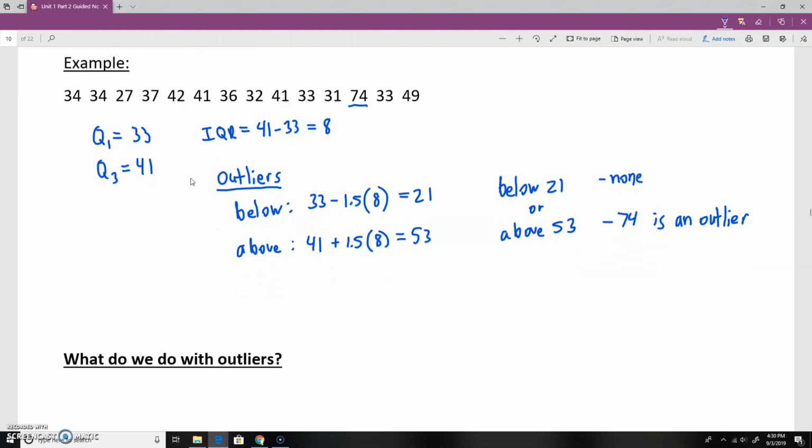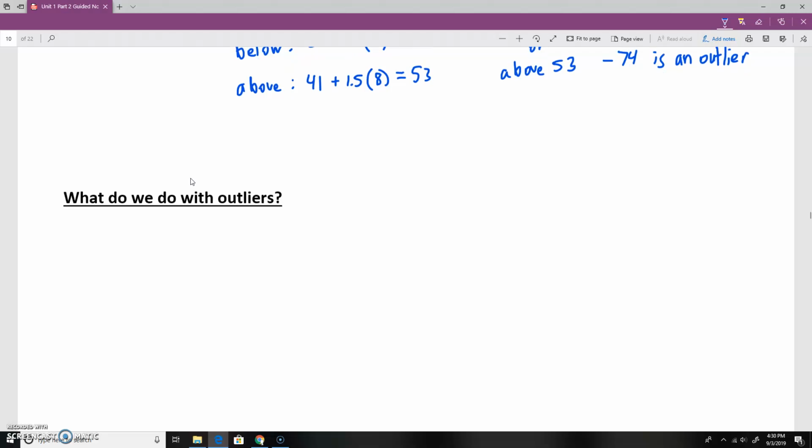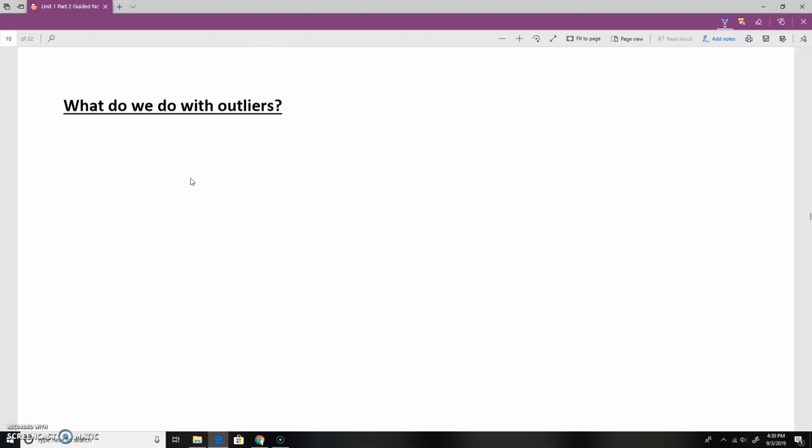Okay. Now here comes a big question. When we do have data sets like this, what do we do with those outliers? Well, there's a couple things we could do. We could just leave them alone. Leave them in the data set if we're sure they're good numbers. Okay? Just keep them in the data set.